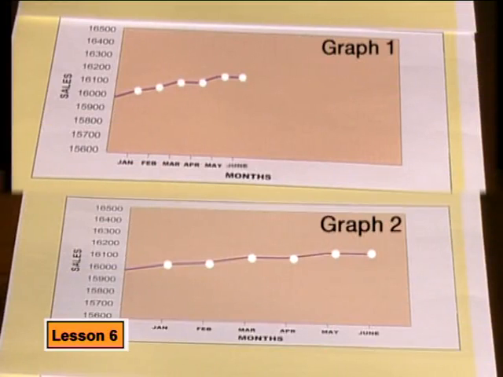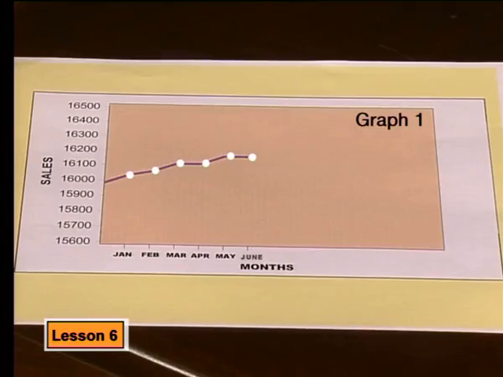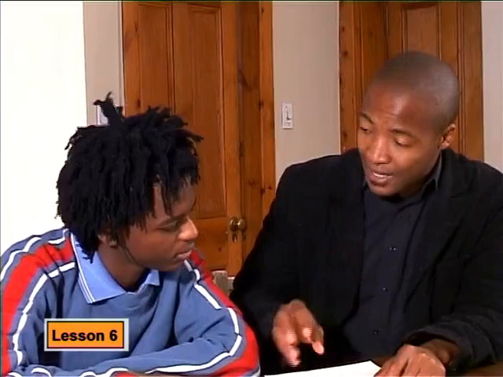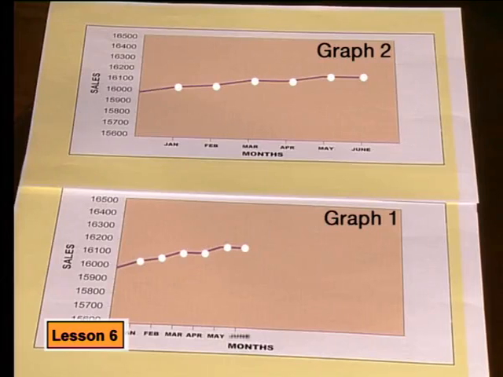The owner wants to get a bank loan to expand her business, so she needs to convince the bank that her business is doing well. Which of these two graphs would create a better impression? I'd say the first graph. But what is it that makes this graph more impressive? For me, I think it's the slope of the graph that makes the difference. That's it exactly. It's the slope in the first graph that makes it appear more impressive.